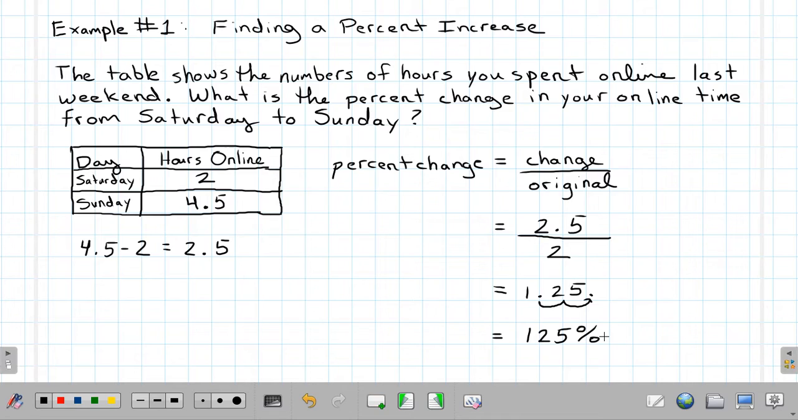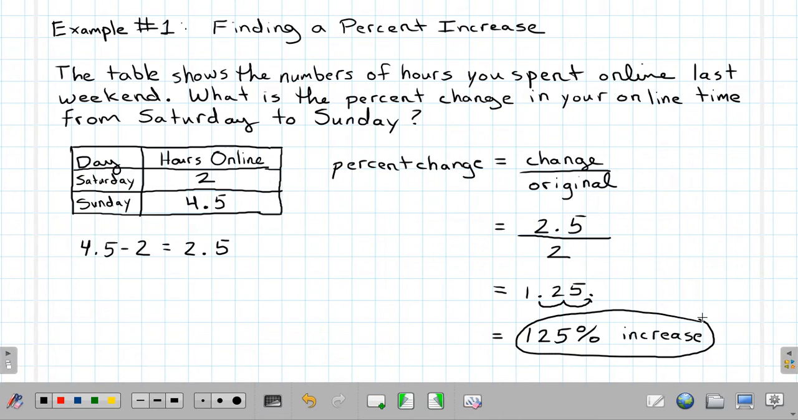But we're not quite done yet. We know the amount of hours changed by 125%, but here's where the last part of the last slide comes in. We want to know, is this an increase or a decrease? You can tell by the title of the example that it's an increase. How can we tell? Our number went from 2 to 4.5. It got bigger. That means it increased by 2.5, so this is a 125% increase, and that's our final answer.